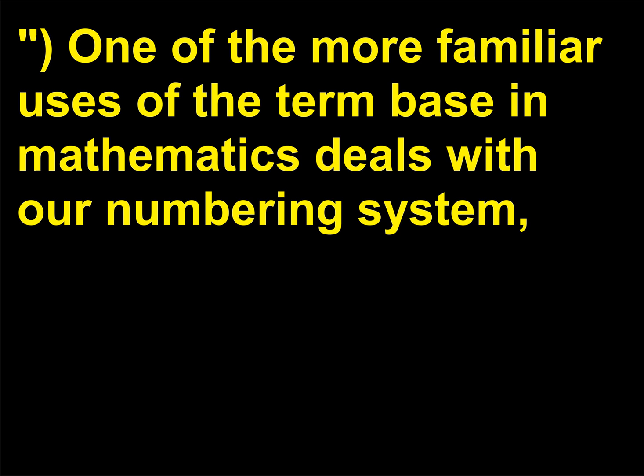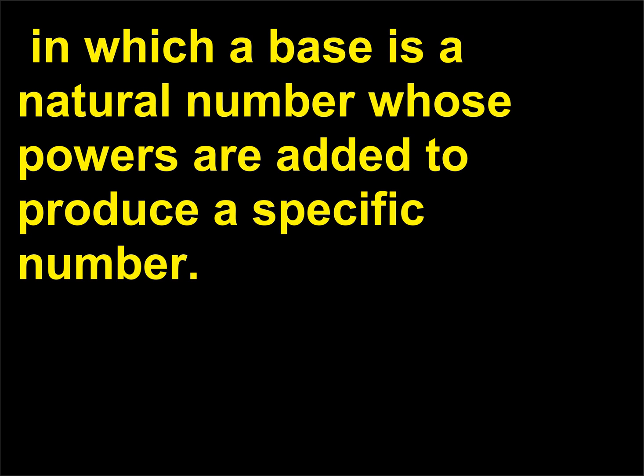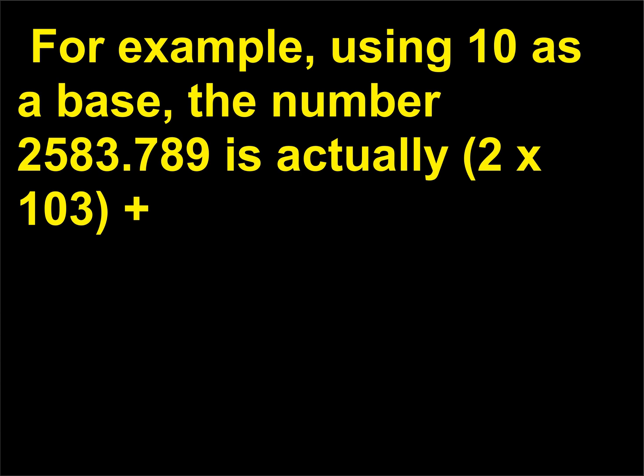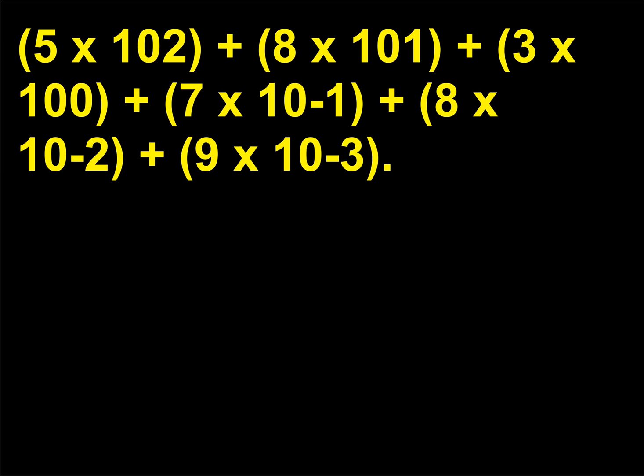One of the more familiar uses of the term base in mathematics deals with our numbering system, in which a base is a natural number whose powers are added to produce a specific number. For example, using 10 as a base, the number 2583.789 is actually 2x10^3, plus 5x10^2, plus 8x10^1, plus 3x10^0, plus 7x10^-1, plus 8x10^-2, plus 9x10^-3.